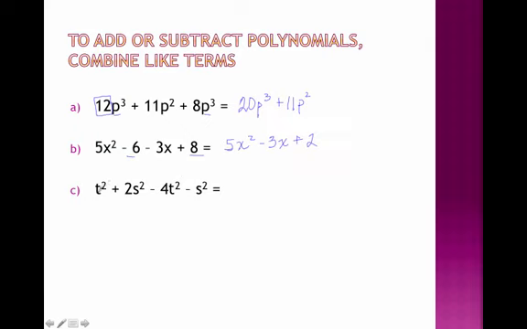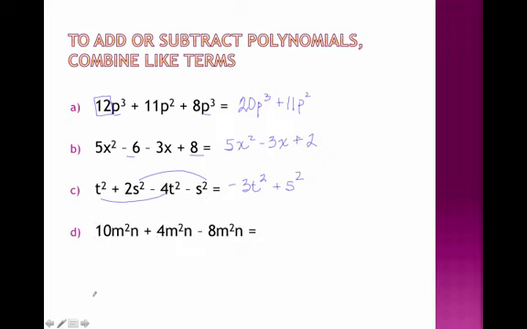I've got t squared and t squared, s squared and s squared. So these two will combine, and these two will combine. A positive 1t squared and a negative 4t squared is going to give me negative 3t squared. I've got 2s squared and a minus s squared, so I've got just 1s squared.